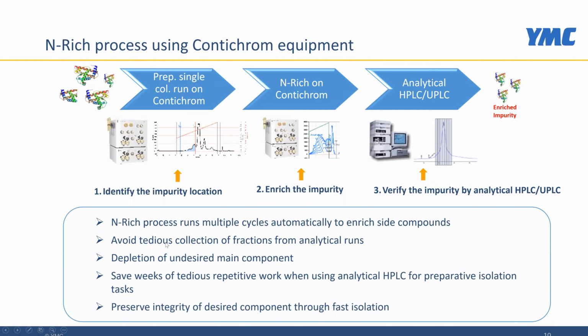So the advantage of this process is that we avoid tedious collection of fractions from analytical runs. So we have much fewer runs, much fewer samples. We deplete the undesired main compounds, and we save a lot of time by avoiding this repetitive work that we would do usually as shown on the slide before. And also because we are so fast, we are preserving integrity of the desired components through fast isolation.